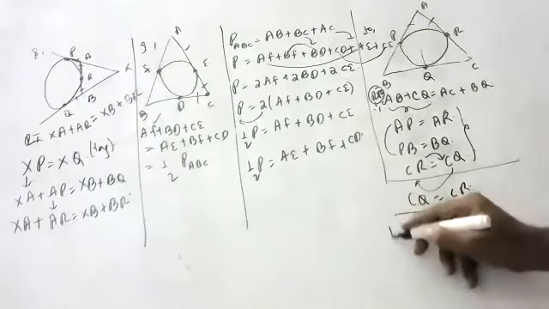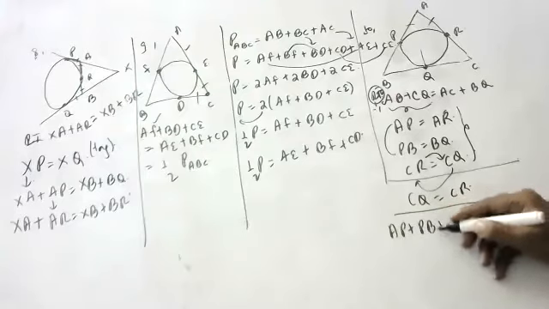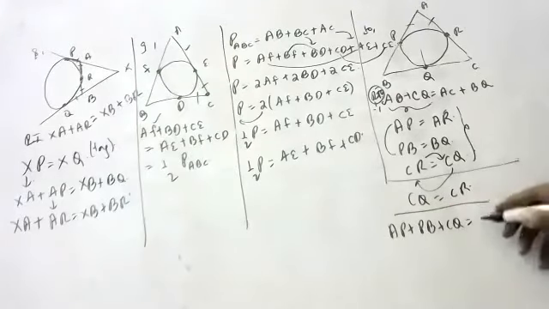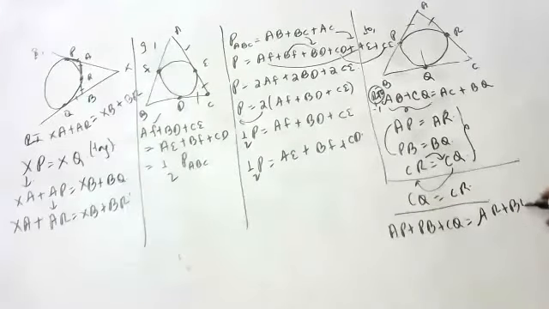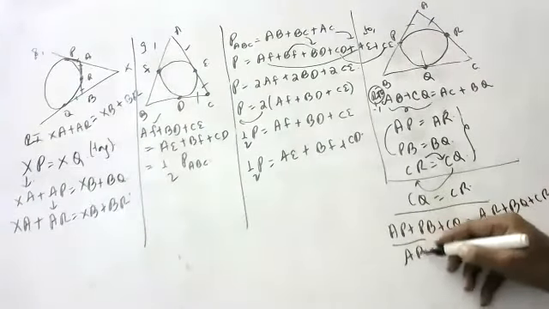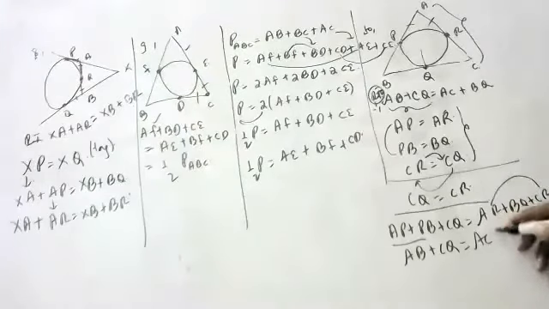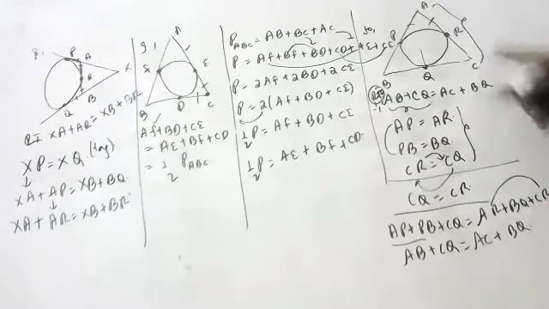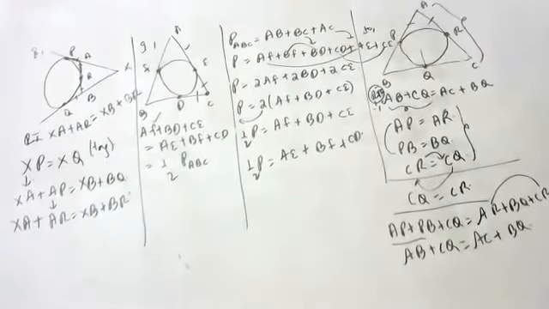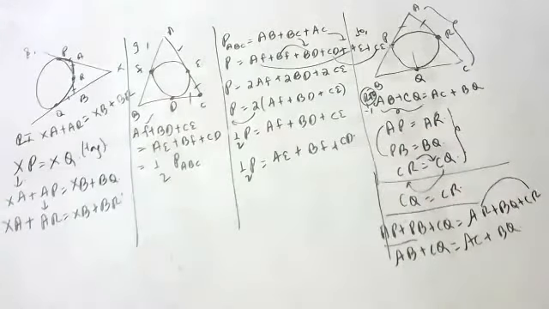AP plus PB plus CQ equals AR plus BQ plus CR. AP plus PB is what? AB. Very good. AB plus CQ equals AR plus CR is AC, plus BQ. Hence proved. Very good, Shantan and Premi, for giving the technical answer. I was going in another pattern.